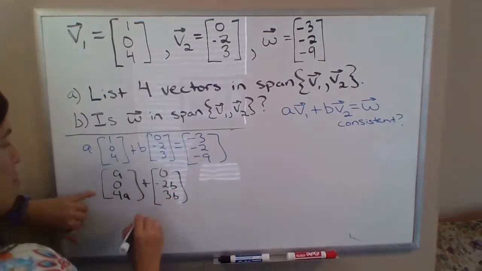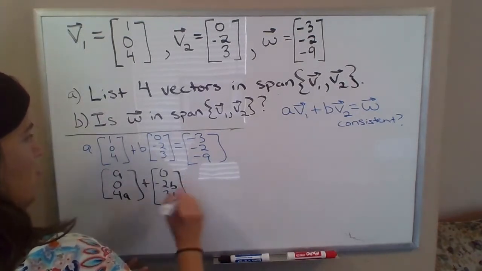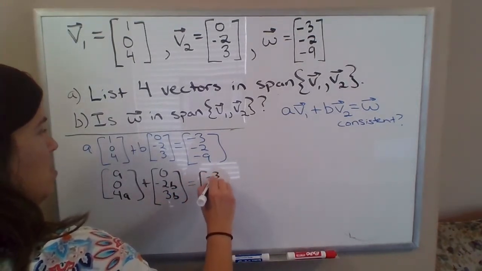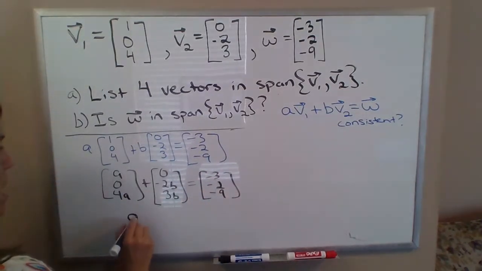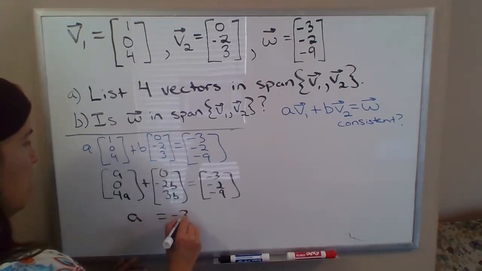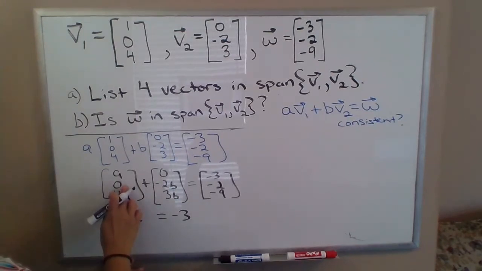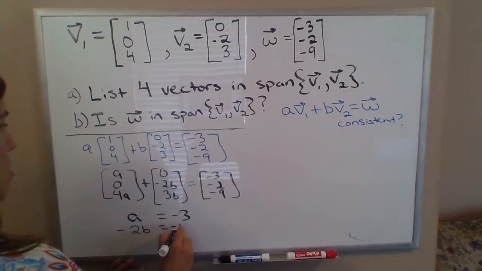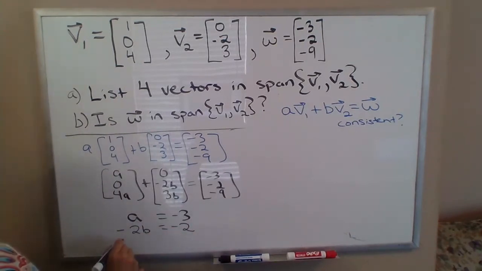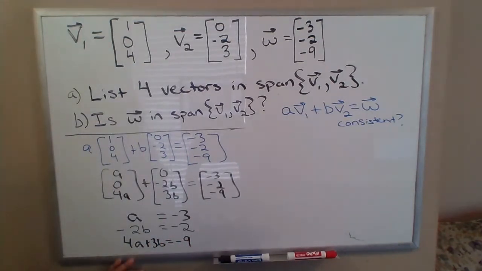And then I'll go ahead and combine those. Let me write w here: negative 3, negative 2, negative 9. Combine these so you'd have 1a plus 0 equals negative 3. And then 0a minus 2b equals negative 2. And then 4a plus 3b equals negative 9. There's a system of equations.